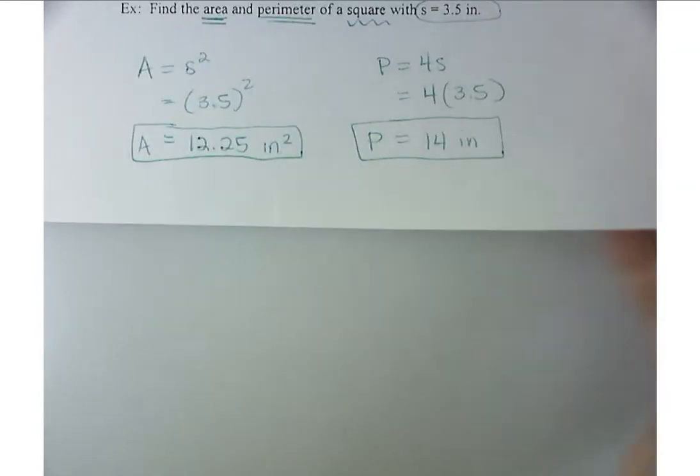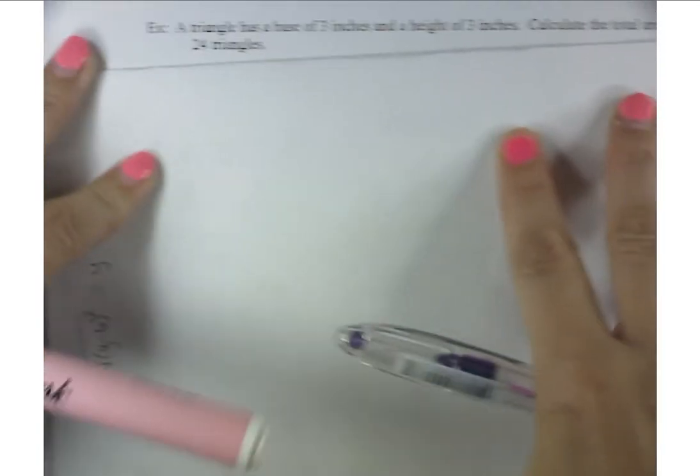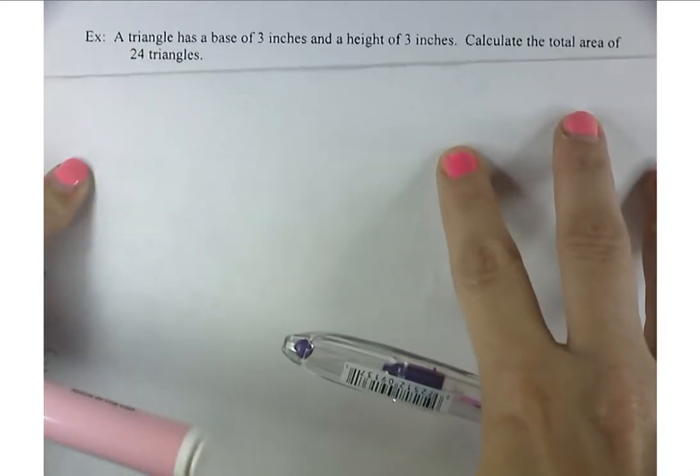All right, and then let's flip over to the back side. It says a triangle has a base of 3 inches and a height of 3 inches. Calculate the total area of 24 triangles. Okay, so not just the one triangle, but 24. The first thing I want you to do is try to draw a picture of the one triangle. I'm going to give you about 10 seconds to draw the picture of the triangle.